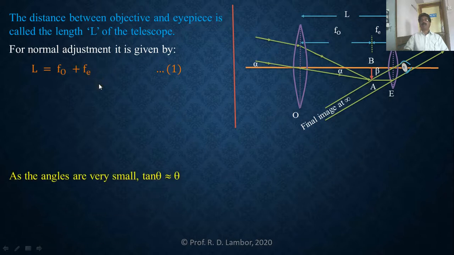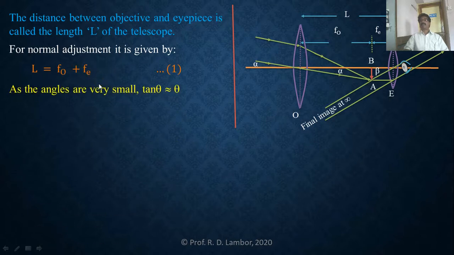Now we will find the visual angles alpha and beta, but the angles are very small, so we can write tan theta nearly equal to theta. So from this figure we know that tan beta is equal to AB upon FE, isn't it? AB upon FE. And tan alpha will be equal to AB upon FO.